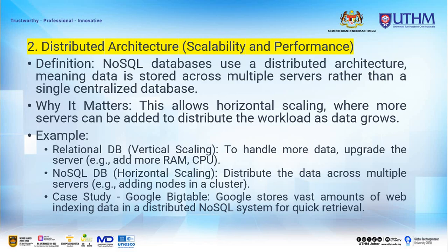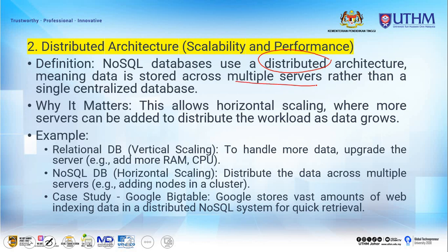Okay, number 2. Second characteristic: distributed architecture, scalability and performance. Definition: NoSQL databases use a distributed architecture, meaning data is stored across multiple servers rather than a single centralized database. Generally, we learned about multi-user database, centralized database, and distributed database during the relational database time. But for this case, they already mentioned it here. Distributed architecture means that the data is stored in multiple servers.